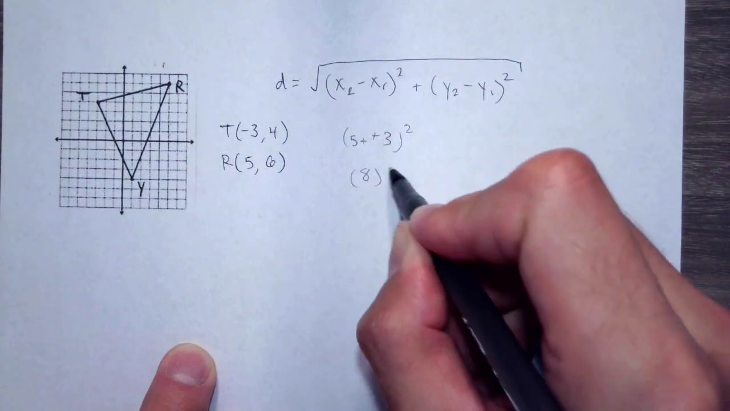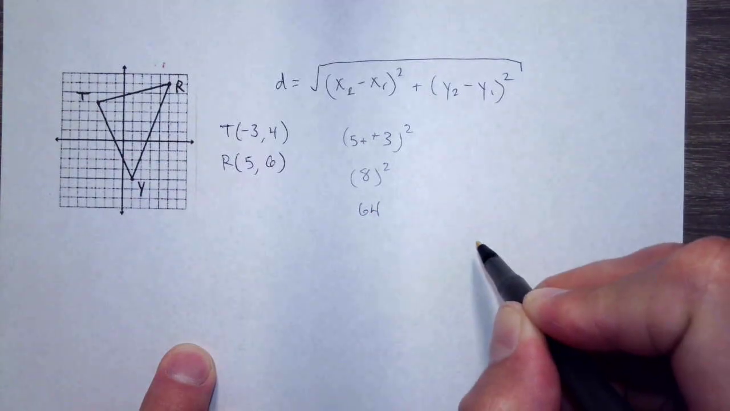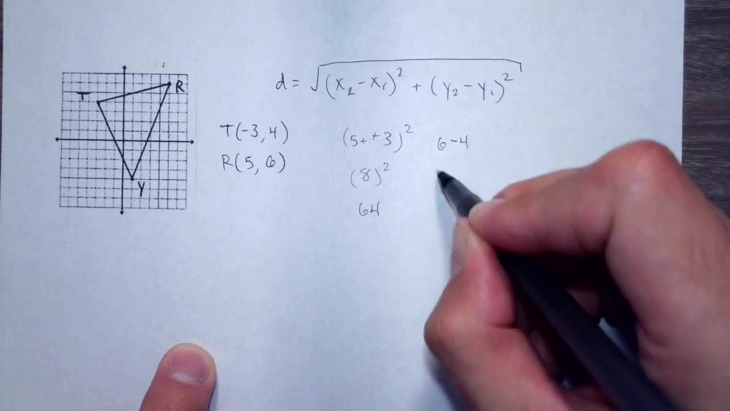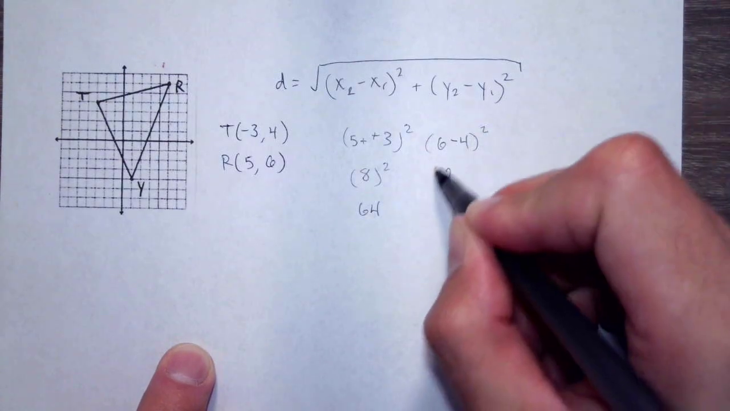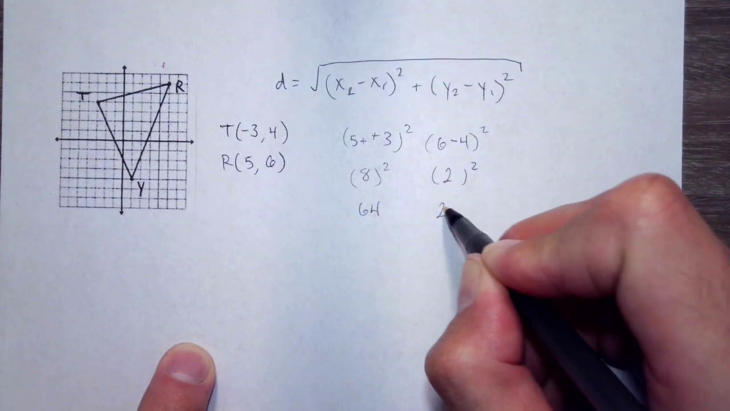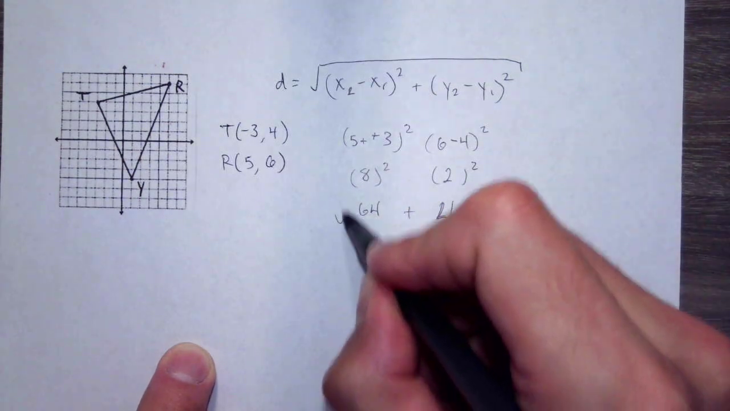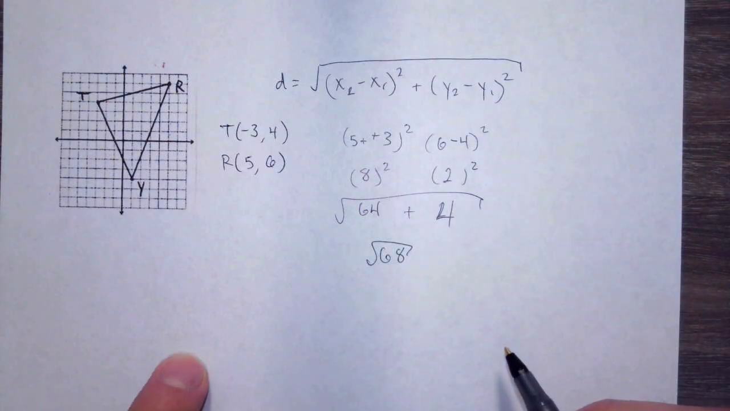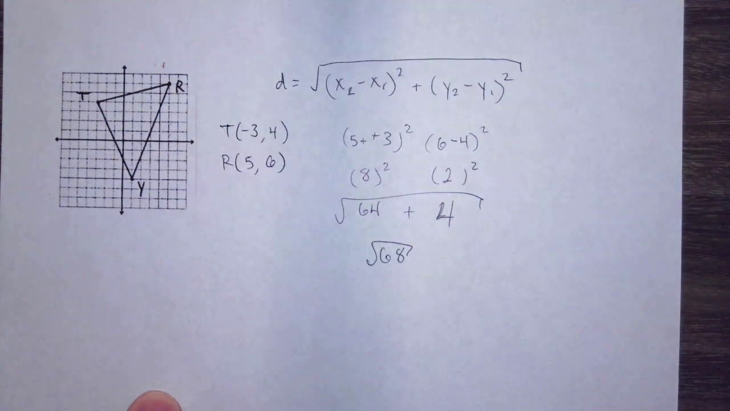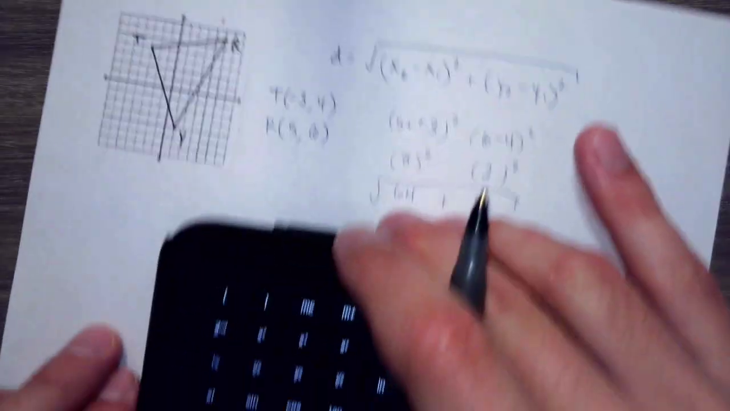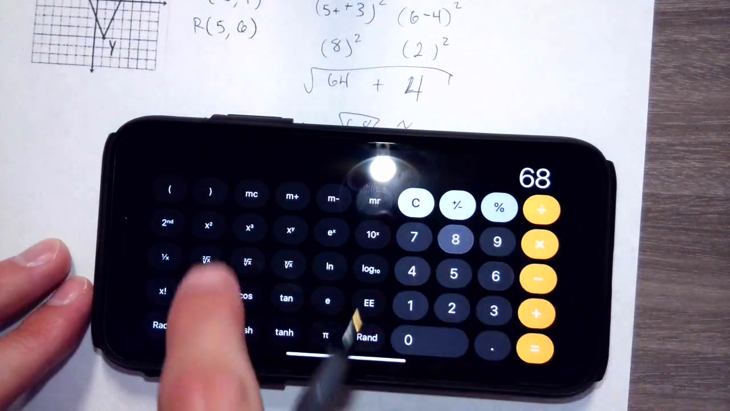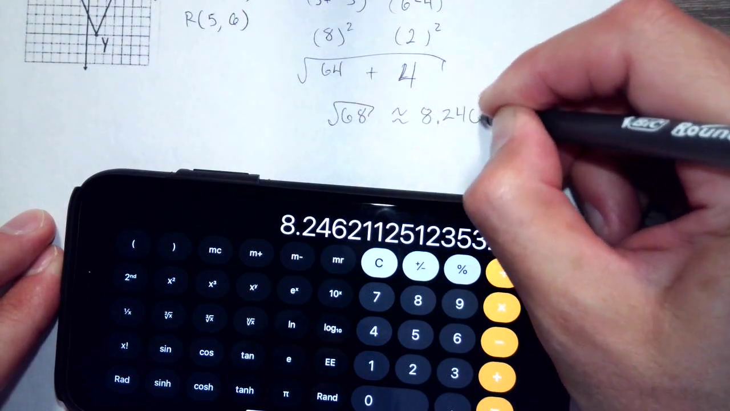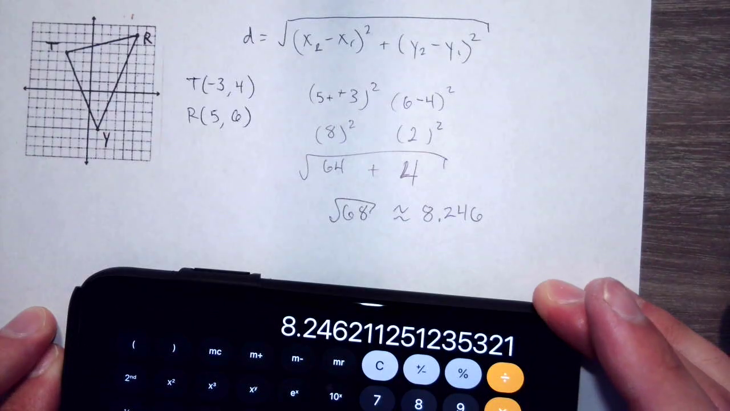and then square that. So that'll be 8 squared, 64. And then I'll do 6 minus 4, which will be 2. That's going to be squared, 4. And then square root all of that. So square root of 68, whatever that number is, I can approximate it in the calculator right now. So square root of 68 is 8.246 for that first distance.